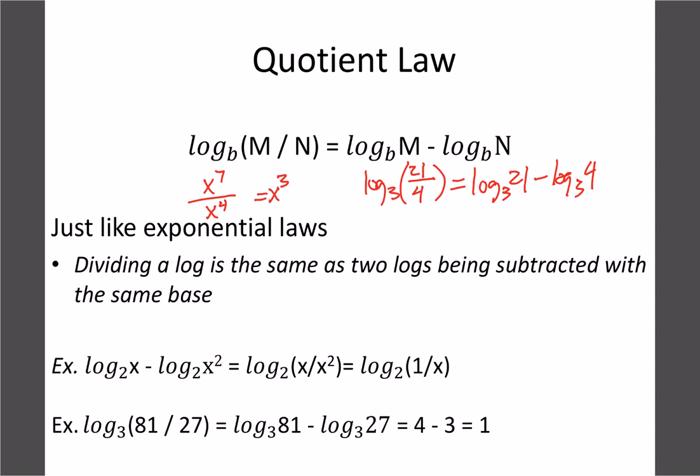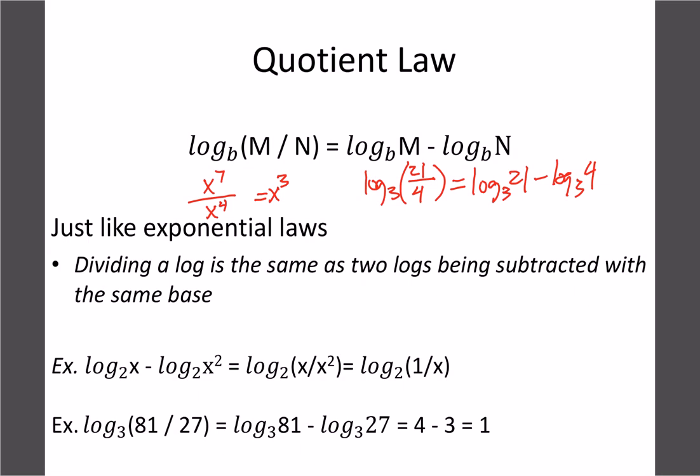Okay, so let's look at the same sort of example here at the bottom. We've got log 2 of x minus log 2 of x squared. Because it's minus, we can write those as division, and x divided by x squared would simplify to 1 over x. Or once again, we can work backwards.